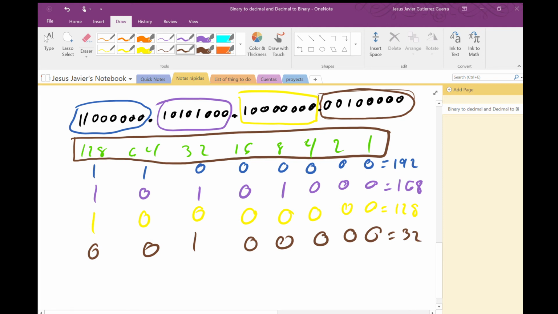So when we put all those together, we finally got an answer. It will be 192.168.128.32, and that will be our IP address.